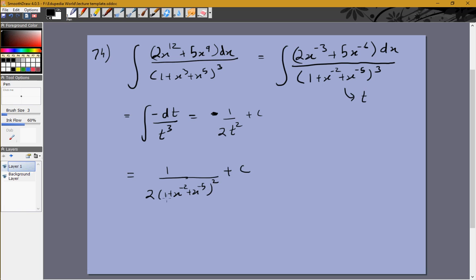And we can just write these as 1 by x square, 1 by x to the power 5, and take x to the power 10 into the numerator, and what we'll get is x to the power 10 by 2 times 1 plus x cube plus x to the power 5 whole squared plus c, which means the answer is option 2.